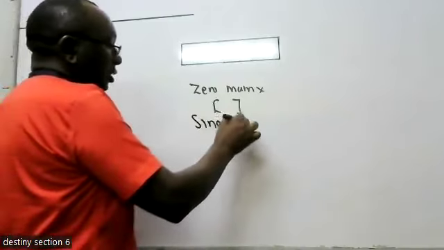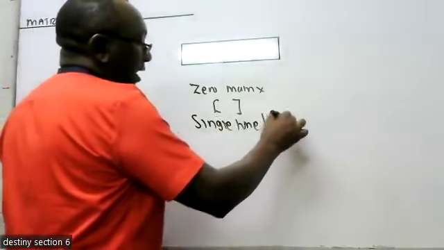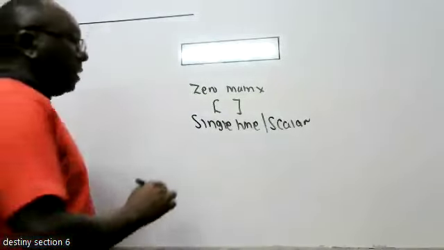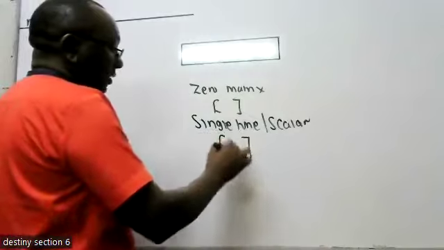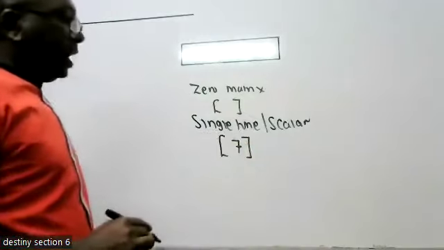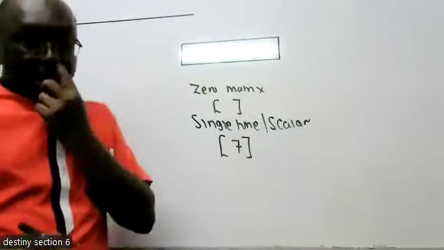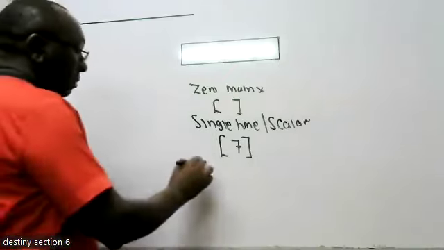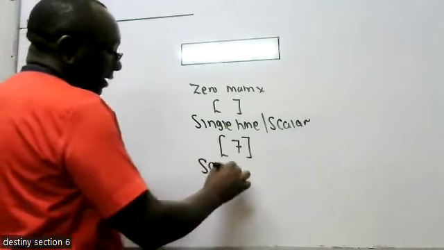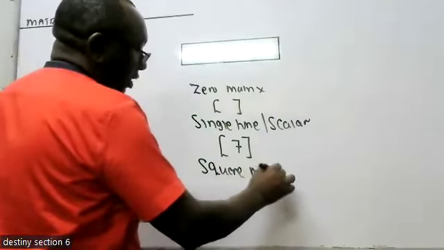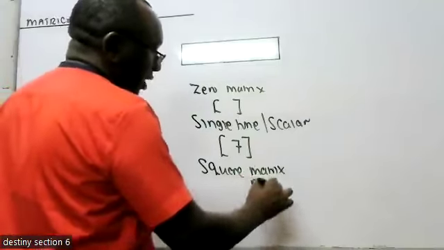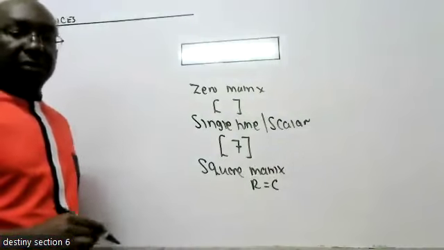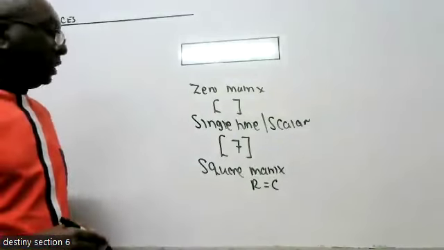Then we have what we call the singleton. Some people prefer to call it the scalar matrix. This is a matrix that has only one member. For example, when you give us a 7, that is a singleton or a scalar matrix. The other one that we have is called square matrix. A square matrix is a matrix whose number of rows is equal to the number of columns, like the one that we had just drawn here.